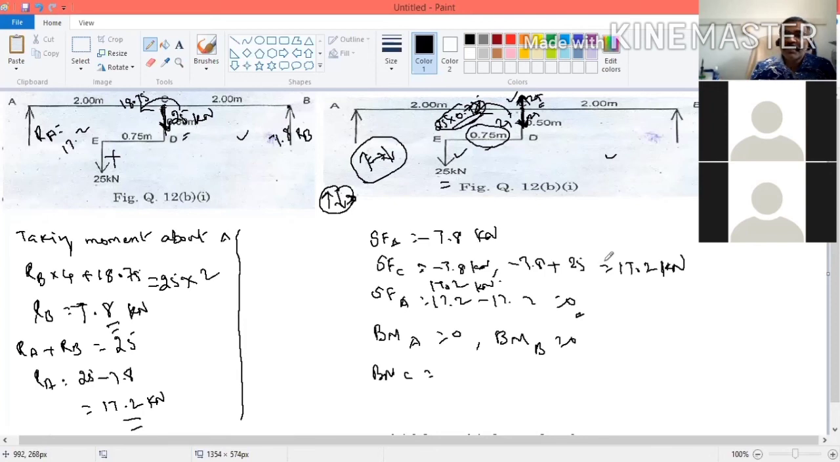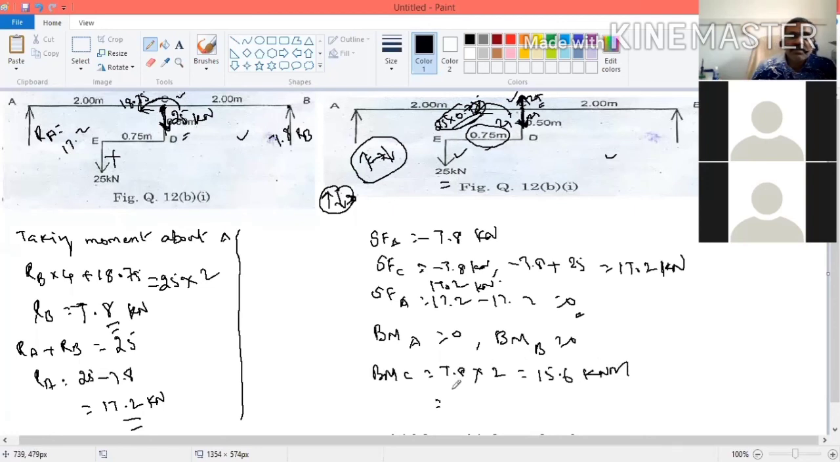Similarly, in case of bending moment, when there is a couple, you have to calculate bending moment two times, because the couple is acting at a single point. So it will raise the bending moment suddenly. So you calculate the bending moment without considering the couple. This is a counterclockwise moment, so positive. So 7.8 multiplied by 2. It is 15.6 kilonewton meter.